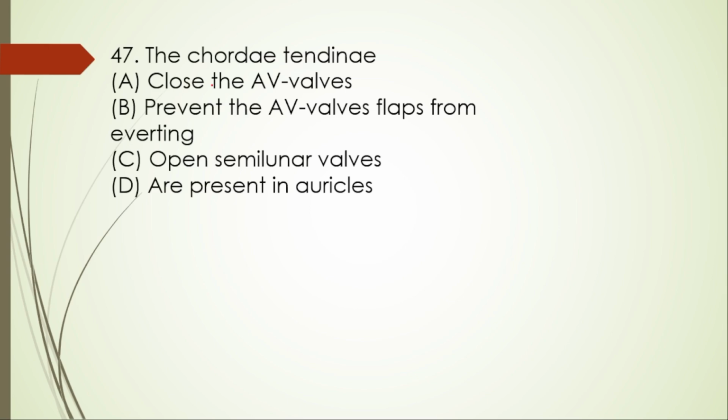Chordae tendineae. A. Close the AV valves. B. Prevent the AV valve flaps from everting. C. Open semilunar valve. D. Are present in auricles. So here the right option is B. Prevent the AV valve flaps from everting. Chordae tendineae connect the papillary muscles to the tricuspid and mitral valve, that is the AV valves, isn't it?